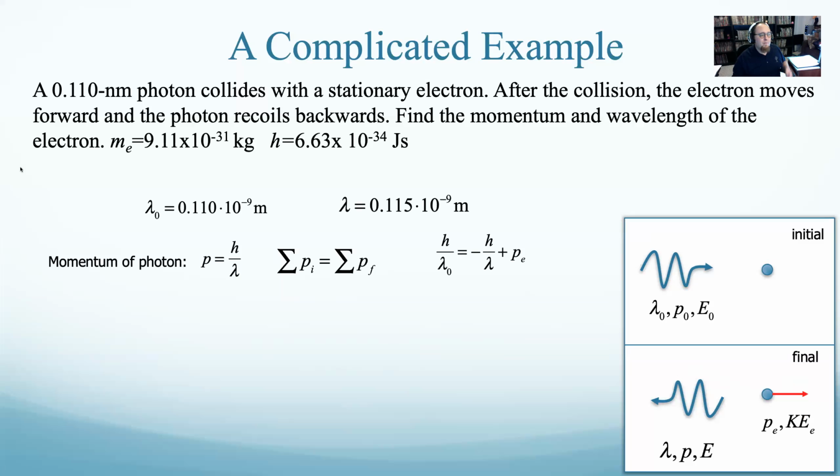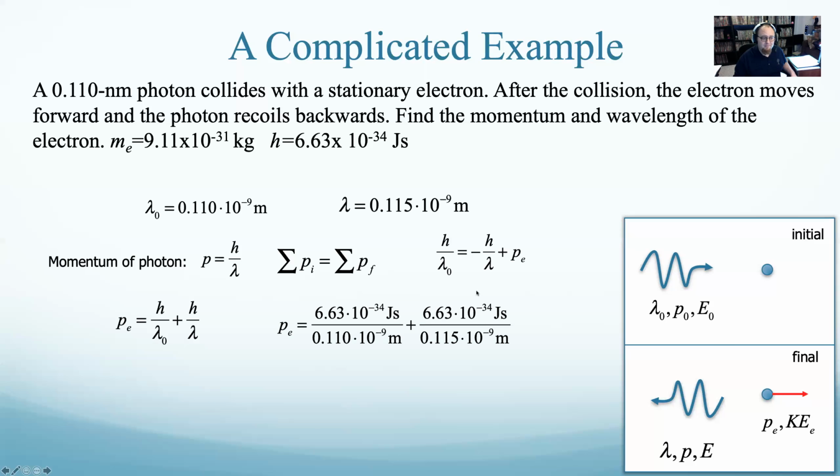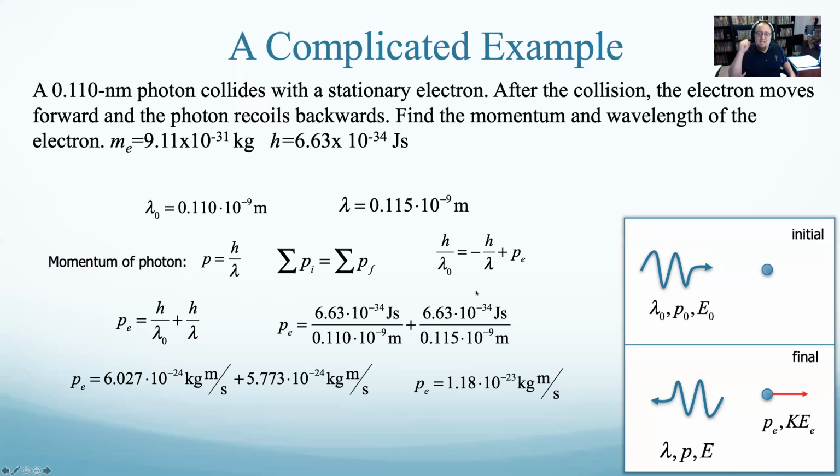And final is this, where this guy is negative, this one is positive, because it's moving to the right. That means the momentum of the electron is as follows, which is very solvable. And that means if this photon hits an electron and bounces straight back, that's the momentum of the electron. That's its momentum entirely.